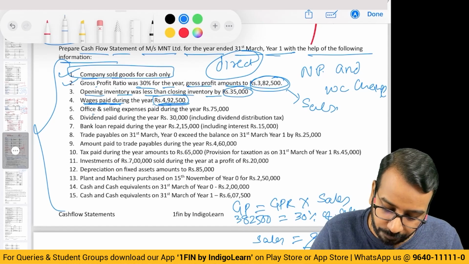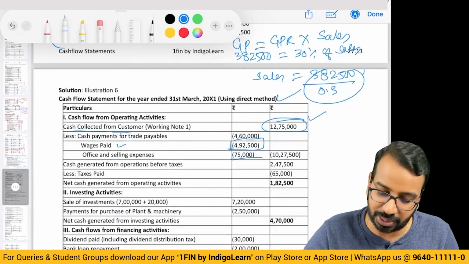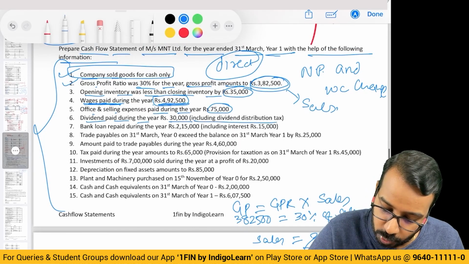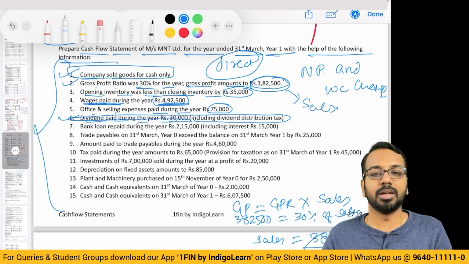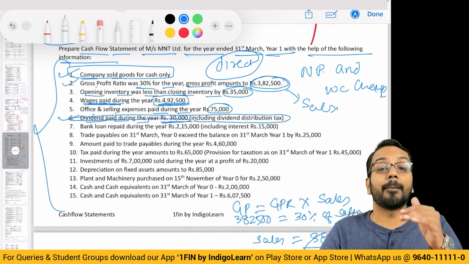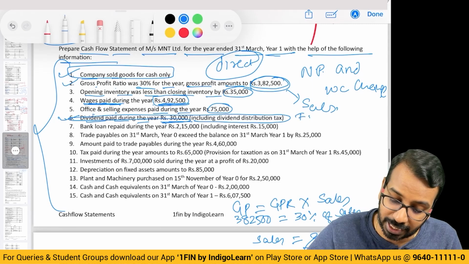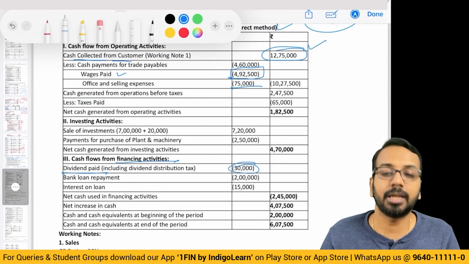Then office and selling expenses paid during the year 75,000. Directly they have given 75,000. Then dividend paid during the year 30,000, including dividend distribution tax. If this number is given, dividend paid during the year, which is 30,000, paid means already paid. This is your financing activity. So cash flow from financing activity 30,000.